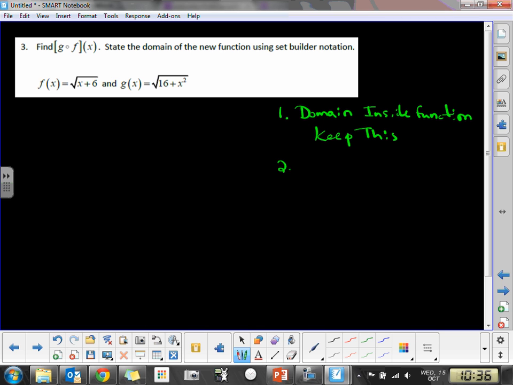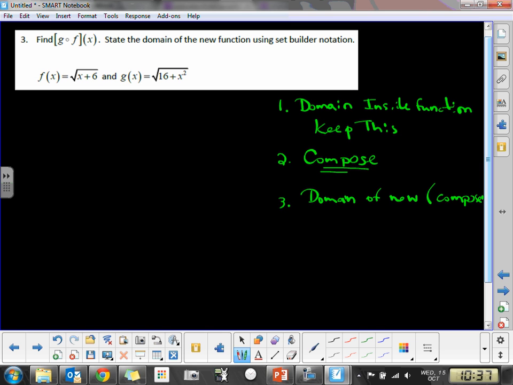Second thing we're going to do, once we figure out what the domain of the inside function is, is compose our two functions. So we're going to find the composition. Third thing is we're going to find the domain of our new function, which is the composed function. So find the domain of that new composed function.